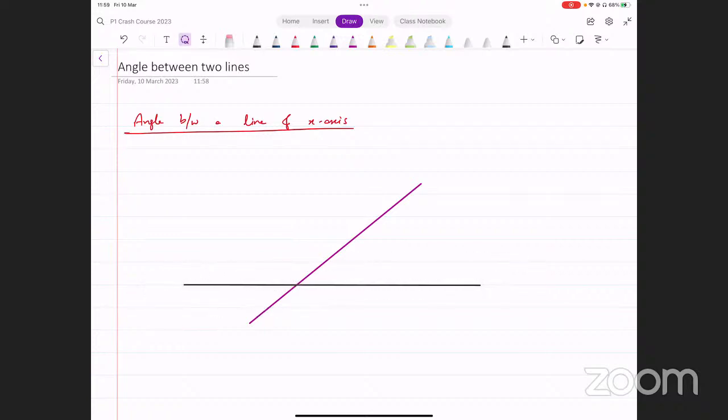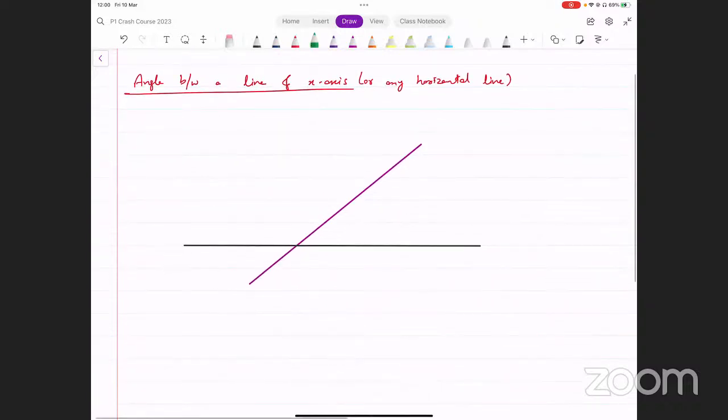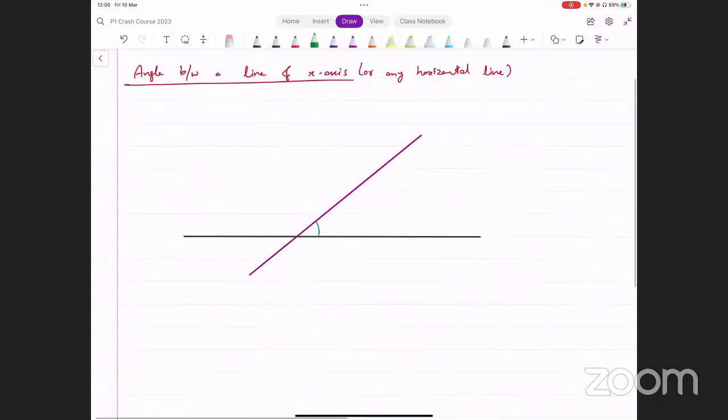Now, it does not necessarily have to be the x-axis. It could actually be any horizontal line, essentially. So x-axis, or you can say any horizontal line, it doesn't matter. So we have this line. Now, we need to find this angle, the angle between the line and the x-axis. How do you find this angle?